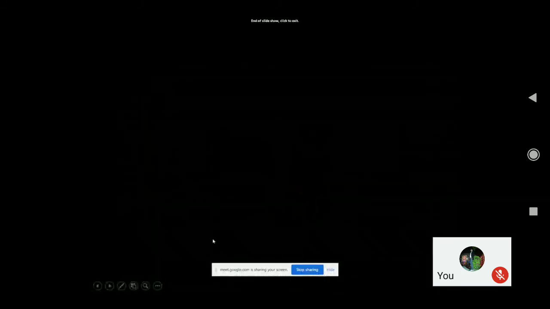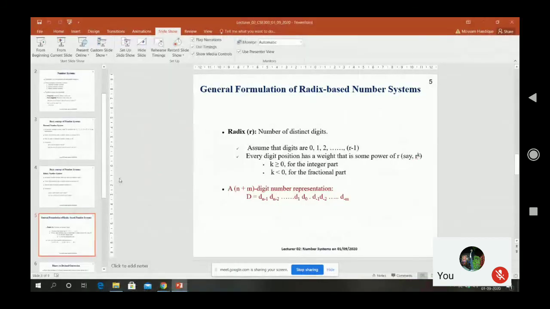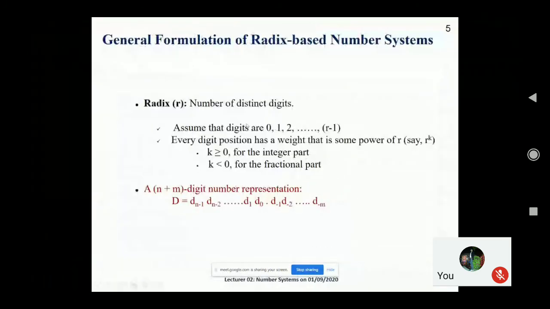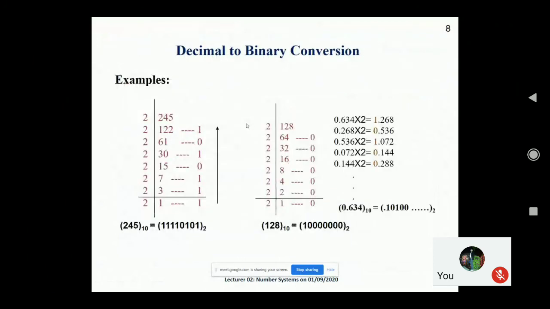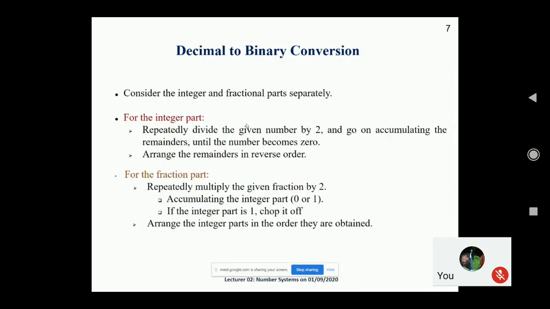I have a question. Yes, sir. In this slide, the number becomes 1, and in the previous slide you said that you need to continue until the number becomes 0. Here the number, after being divided again and again, becomes 1, but there it said 0.